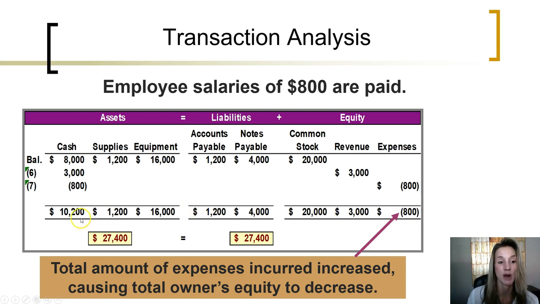So if we add up our assets, $27,400, liabilities plus equity, $20,000 plus $3,000 in revenues, less $800 in expenses, total liabilities and equity of $27,400. Equation remains in balance.